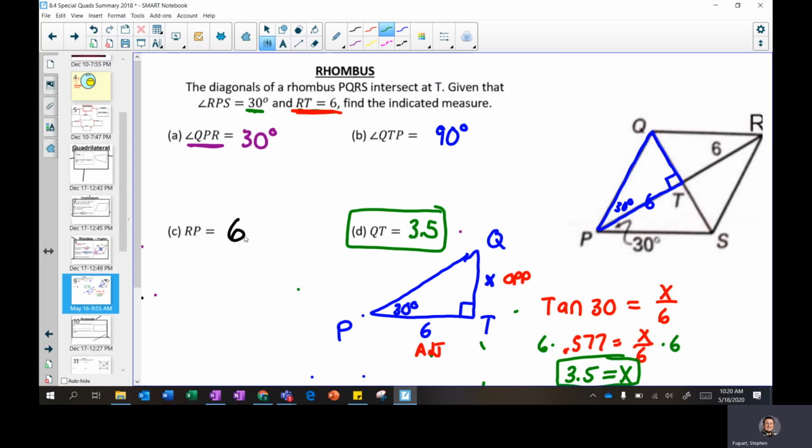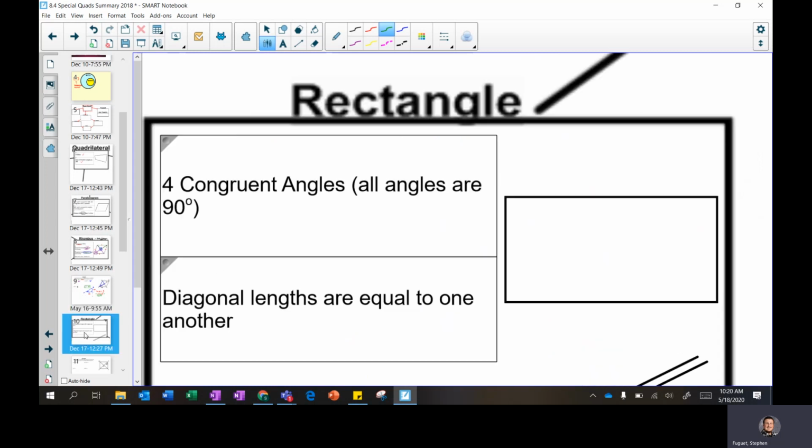So that's our first of our big properties. And the next one we're going to look at is rectangle, okay? And so there are only two major properties we need to look at for rectangle, and that is there are 4 congruent angles, which means all the angles are 90 degrees. So I'm going to write those down in green, okay? All of the angles are 90 degrees. And the second part is that the diagonal lengths are equal to each other. So what that means is when I draw from corner to corner, these diagonals are going to be exactly the same.